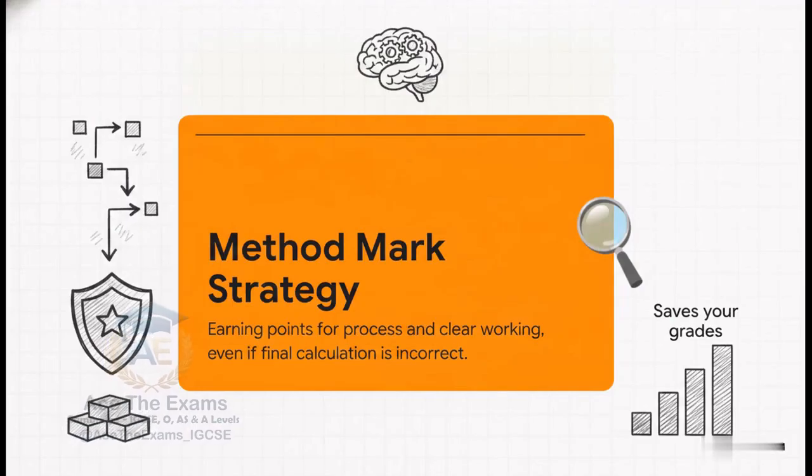Think of the method mark strategy as your ultimate grade insurance policy. Earning points for demonstrating the correct procedural process and clear working saves you, even if the final calculation is completely incorrect. Even if your math totally implodes under the pressure of the exam clock, showing your logical steps will literally save your score. It proves to the examiner that you know exactly what you're doing, even if you just hit the wrong button on your calculator.